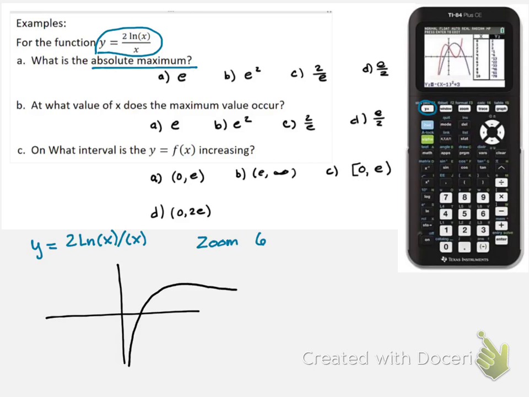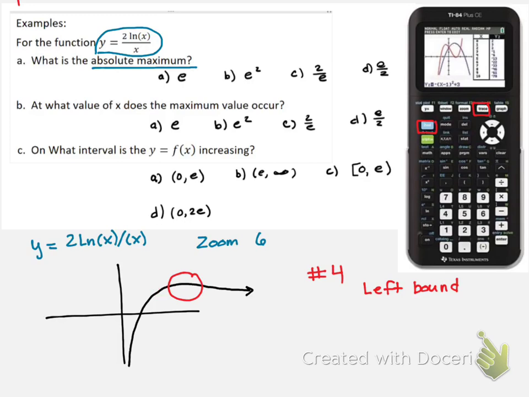And it'll start to level off. So you're looking for this maximum right in here somewhere. The way to find that is using second and then trace, and then number 4 is for a maximum. The very first thing that will come up is you'll be asked for a left bound. And your cursor should show up somewhere on the graph.